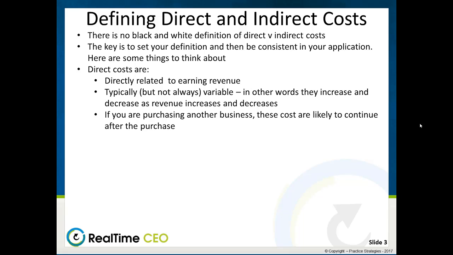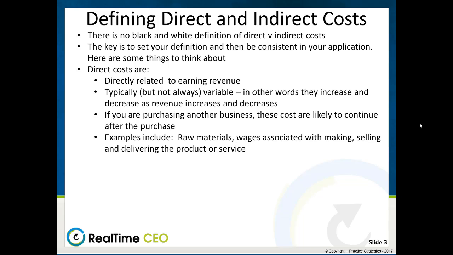Let's have a look at this from a slightly different angle. I'd like you to imagine that you're about to purchase a business. You're on the acquisition trail, and in front of you, you have the target business's income statement, and you're looking at the costs that they incur in their business. Some of those costs will continue after you've acquired the business. Some are less likely to continue. The ones that will continue after you acquire the business are likely to be direct costs.